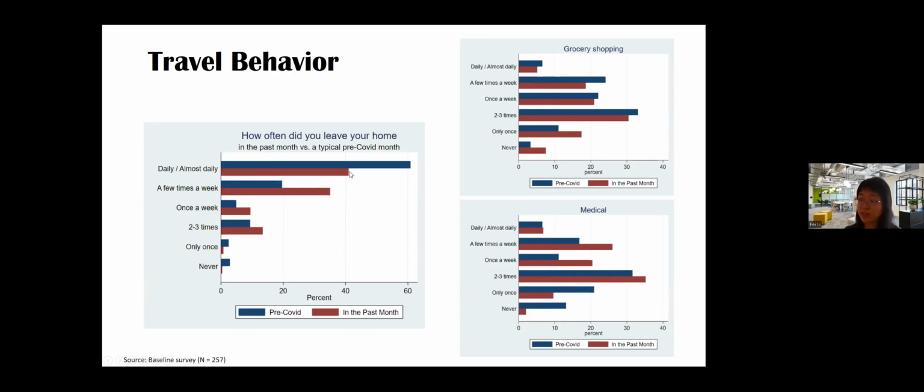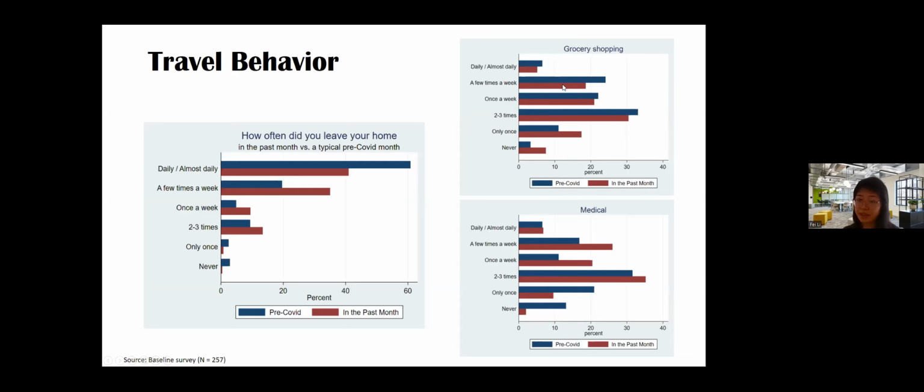We do see a reduction in the daily travels, almost daily, but a similar increase in a few times a week. So maybe there is some reduced travel demand among these patients, but it's not by that much. Very few patients report they never go out or only go out once a month. Most of them are still going out pretty much every week, a few times a week.